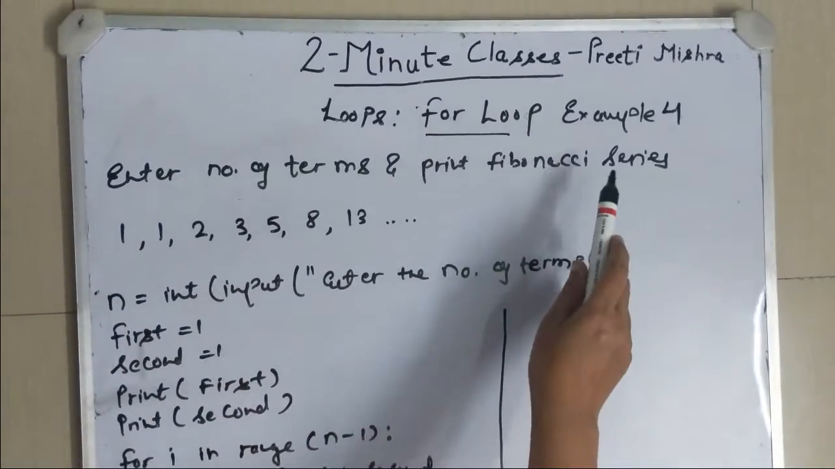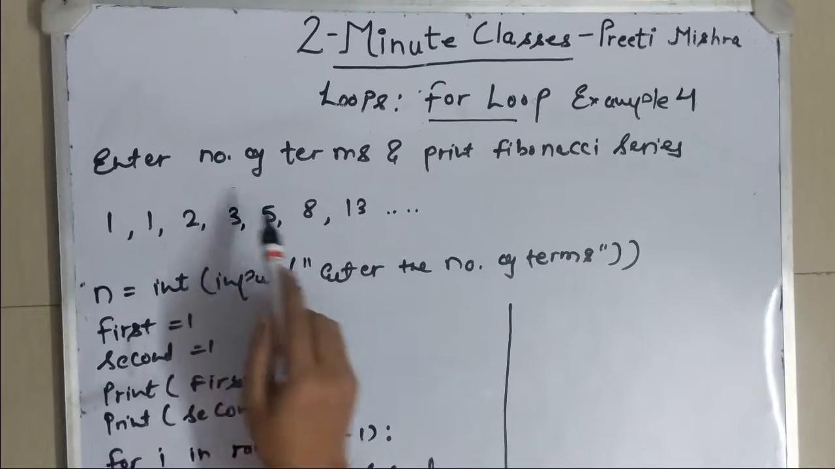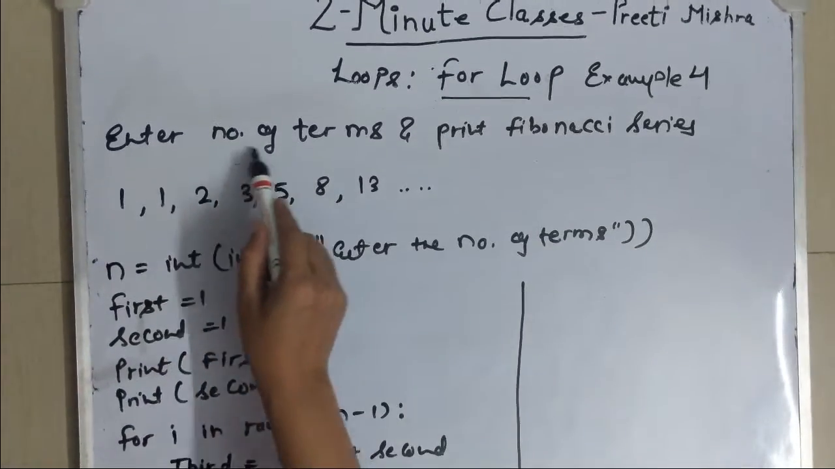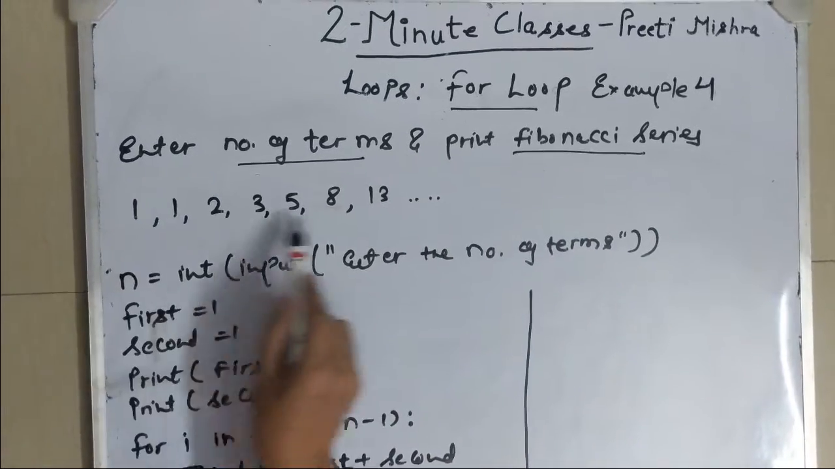Welcome to 2-minute classes. Let us discuss a more complex example of for loop. Over here I am going to enter the number of terms and print the Fibonacci series. Let us first understand what a Fibonacci series is.